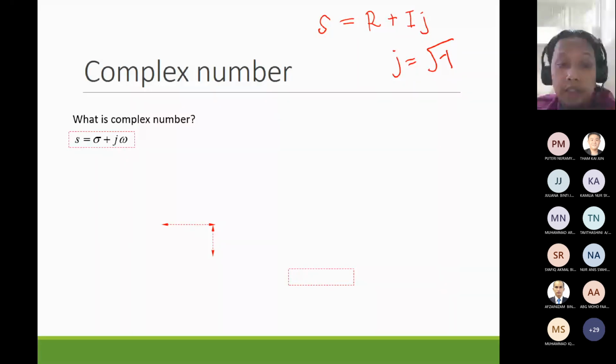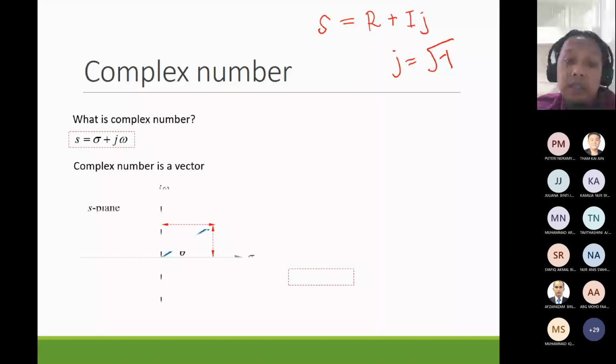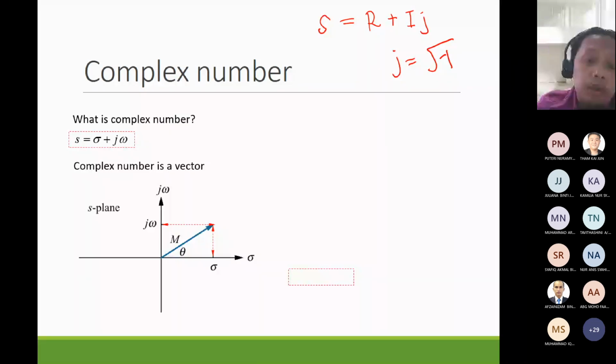So let's say you have this complex number. If you still remember what you learned about complex numbers, maybe in your first year maths or calculus, a complex number is equivalent to a vector. When we plot the complex number on the s plane, we plot the x-axis as the real part and the y-axis as the imaginary part. So let's say you plot the complex number with this blue vector here.